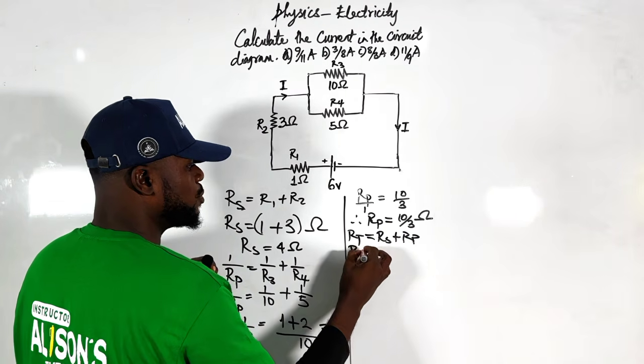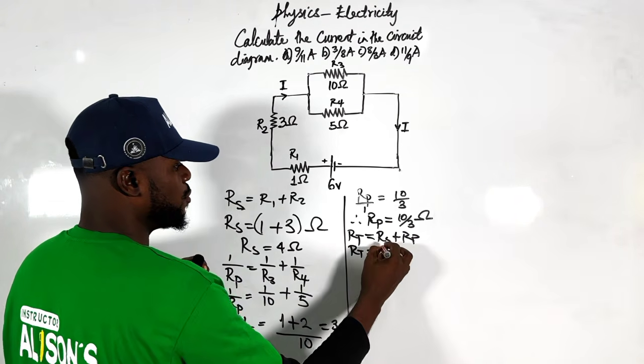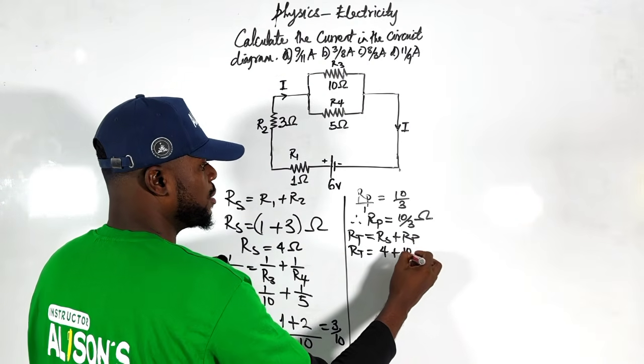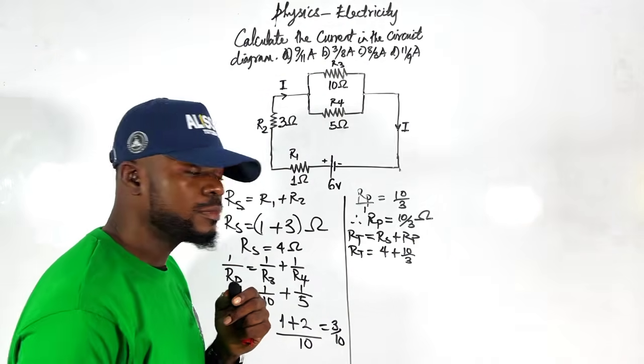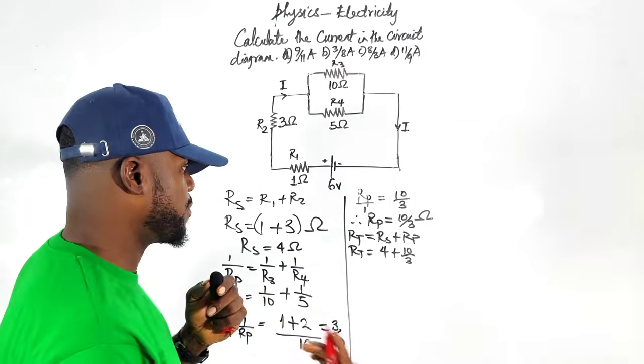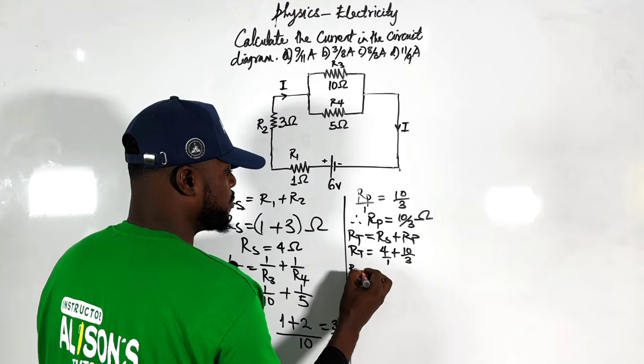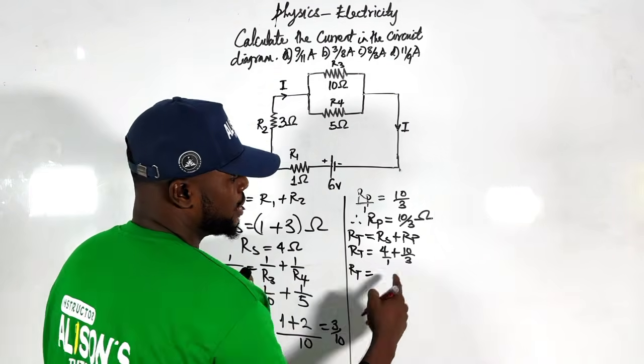So what will be resistance S? Resistance S, we got as 4, plus what will be resistance P? Now 10 over 3. Let us do the fraction together. Addition of fraction. If you like, make this 4 over 1. If you look for the LCM, the LCM of 1 and 3 is normally 3.